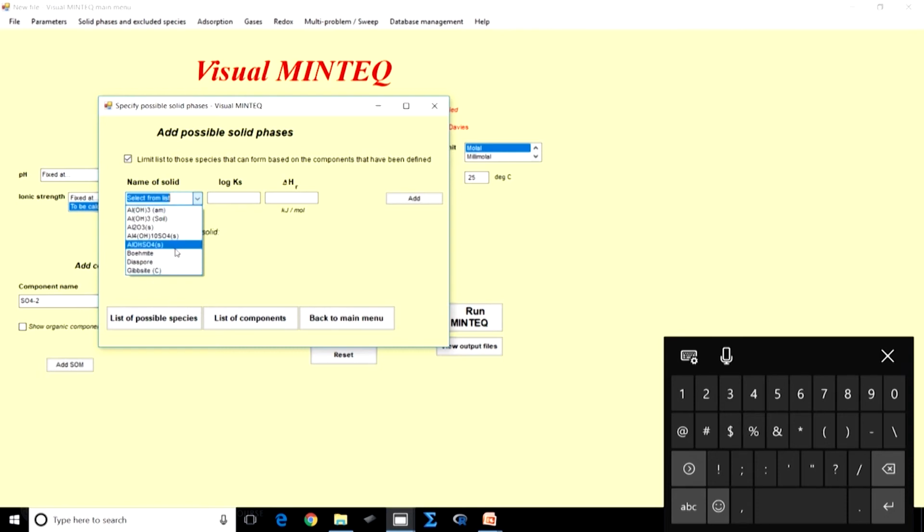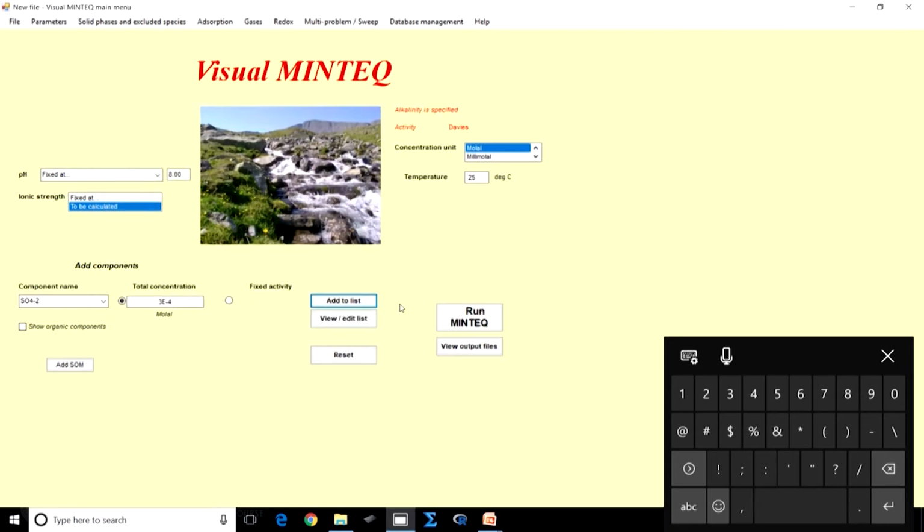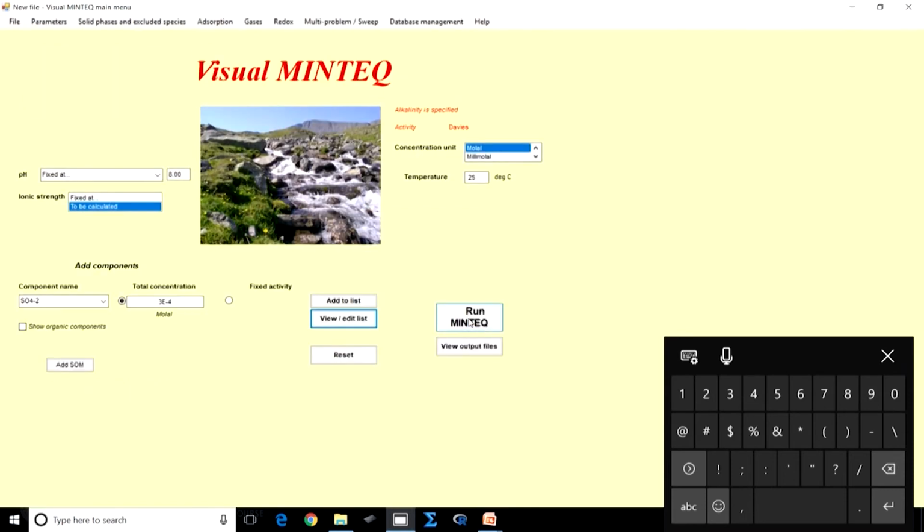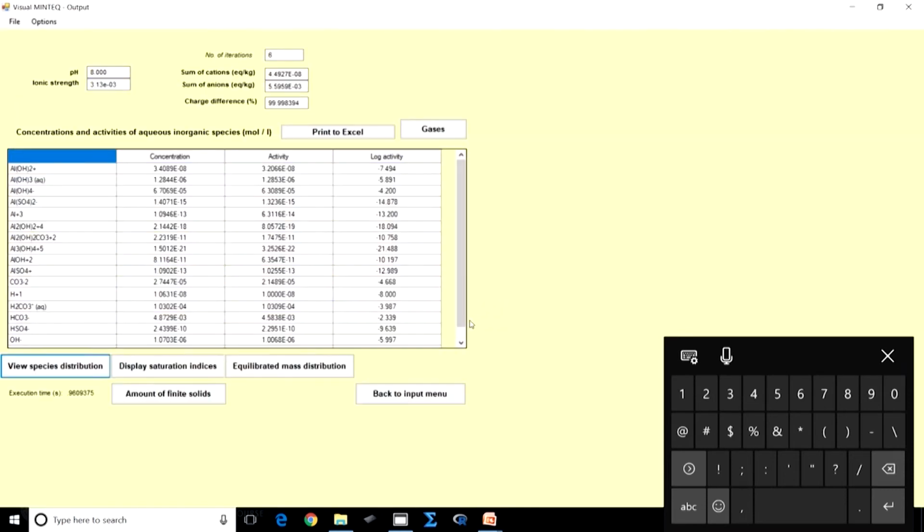So obviously we have different kinds of solids that can be formed, but we are going to choose the solid that's going to be formed initially, which is the most soluble form, which is the amorphous form, right? So I'm going to choose that and add that, and back to main menu, right? So let's view or edit the list to be on the safer side. Okay, this is from your alkalinity addition more or less, right? And I'm going to go back to the main menu and run MINTEQ. Okay, and so now pH 8 is still fixed.